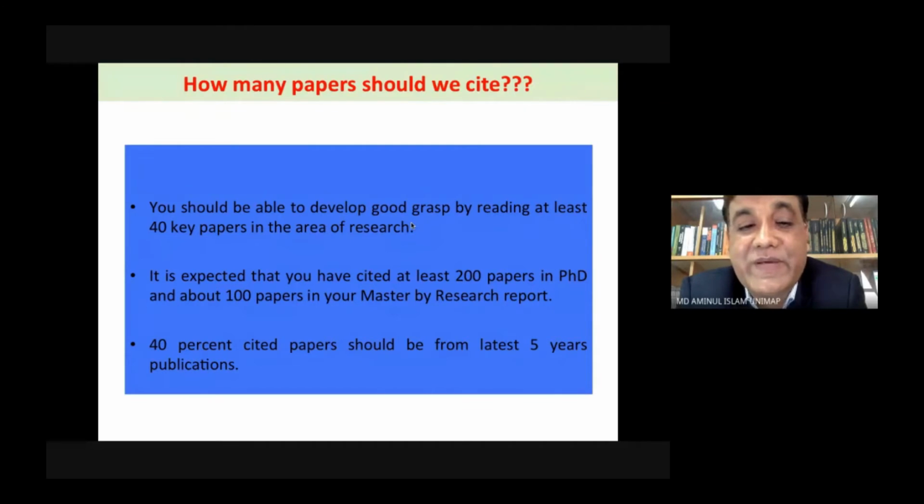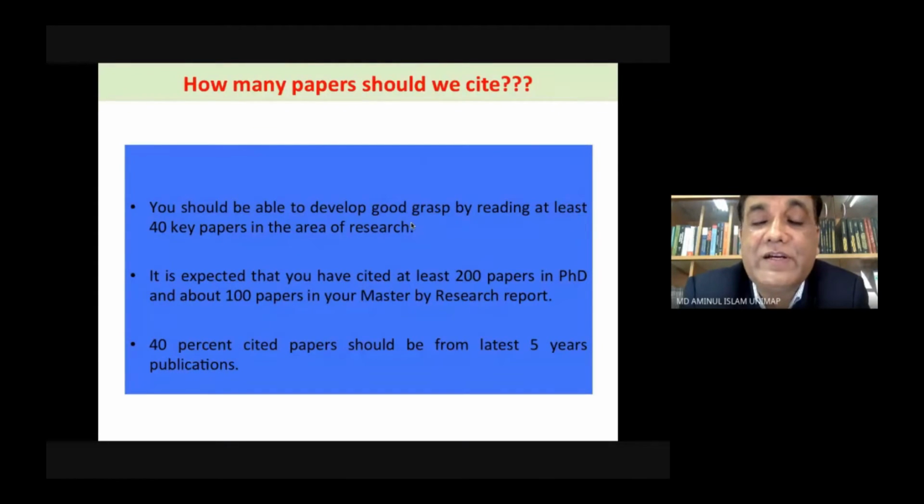For PhD research, it is expected that you have read about 200 papers, and for master by research, about 100. And among them, you should have 40% papers from the latest 5 years. So in a PhD, if you have 200 papers, then 80 papers. If 40%, then 80 papers should be the latest 5 years' papers.